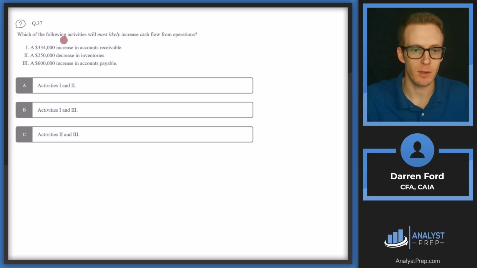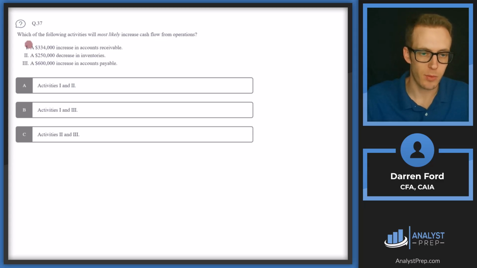Question 37. Which of the following activities will most likely increase cash flow from operations? So we've got three activities here, and then our answers are different combinations of those activities. So let's look at these, 1, 2, and 3. So A, 334,000 increase in accounts receivable.